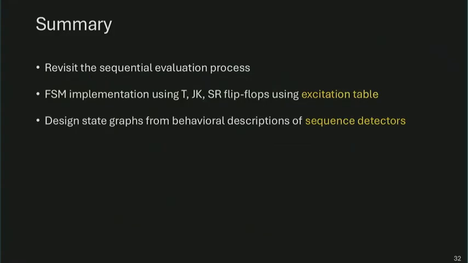So that's everything for today. We revisited the sequential evaluation process through that large state table, going from the inputs to the combinational function and then through the characteristic equation. We also went backwards, starting from the behavior, then using the excitation table to build the truth table and also the K-map for the combinational logic. And then we talked about how to design state graphs from the behavior description for that vending machine as a motivational example, and more concretely for the sequence detectors. 3 types. You should know how to design each of these 3 types. And that's everything for today.